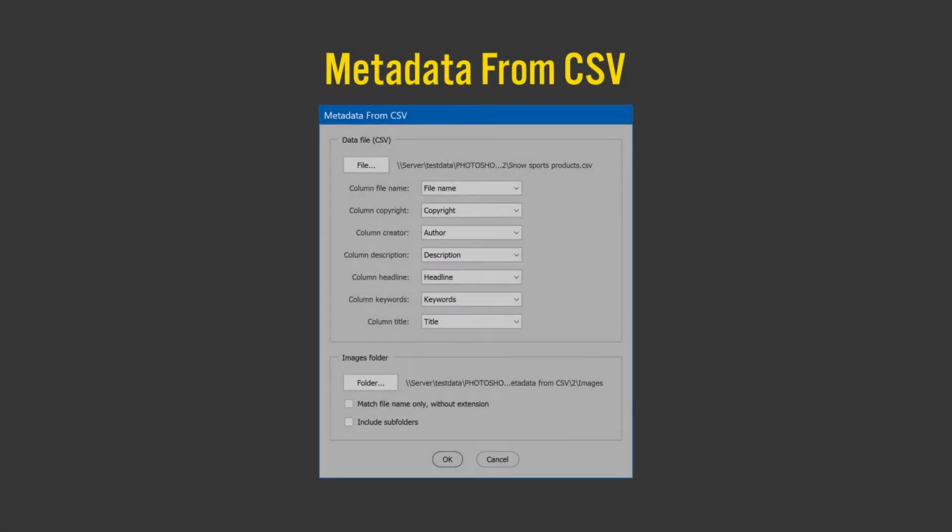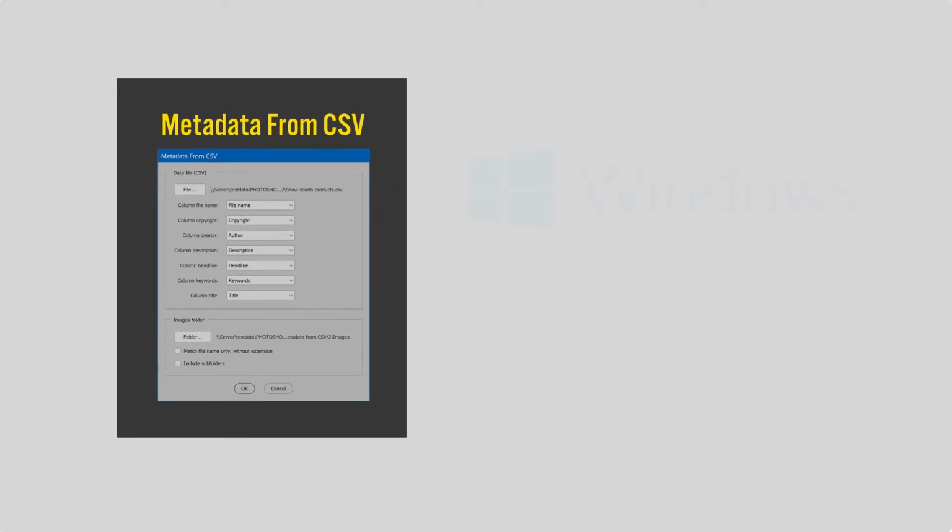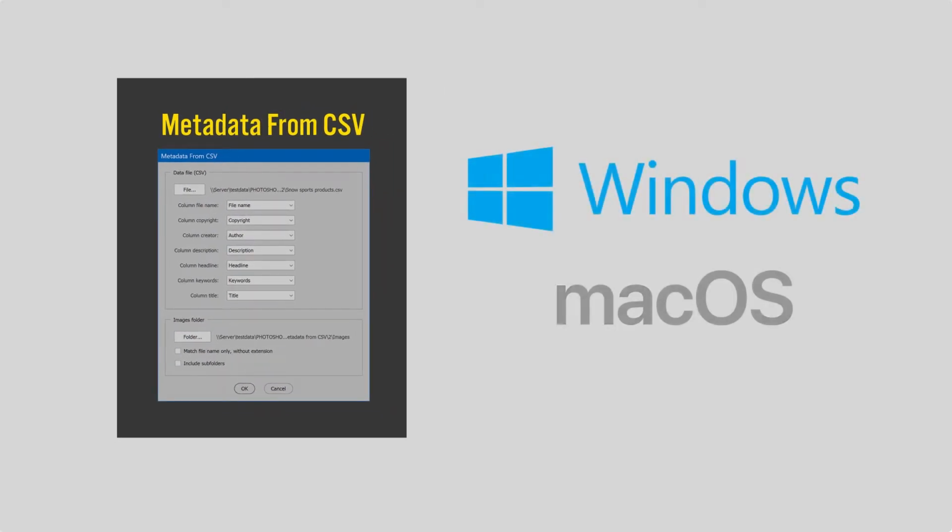In this video, I'll show the Photoshop script Metadata from CSV. The script reads a spreadsheet of file names and metadata, searches a folder for the files, and updates the metadata. I'll demonstrate the script in Windows. It works the same on Mac OS.